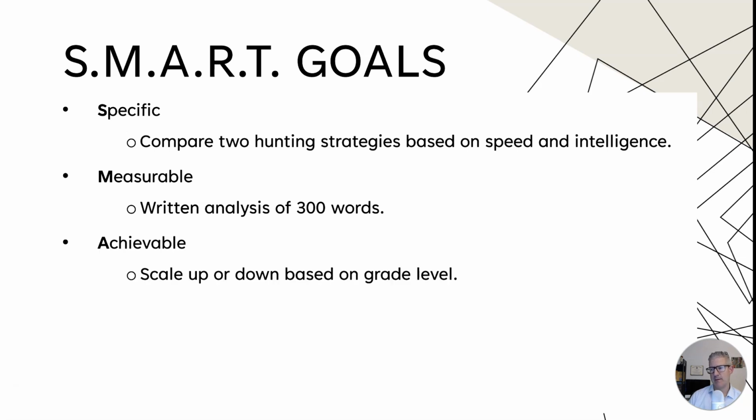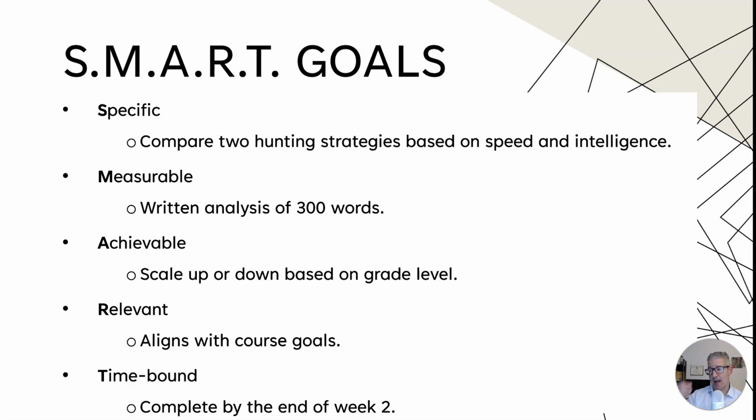For achievable, is this doable in a reasonable amount of time? Maybe 300 words is fine for high schoolers, but for younger kids, you might scale it back to bullet points. For relevant, this is where you think, is this objective really meaningful? Will comparing these 2 dinos actually help meet the course goals? Finally, give them a deadline, because whenever is not a great motivator. Let's say students will complete this comparison by the end of week 2.